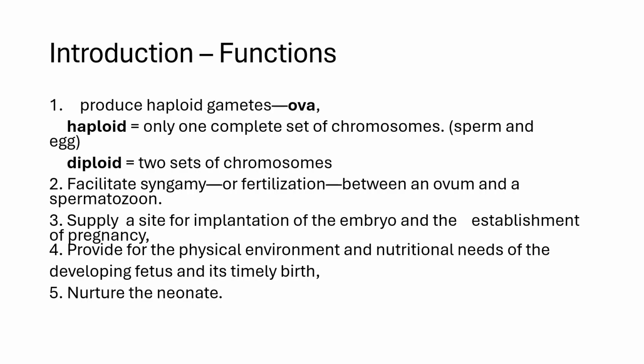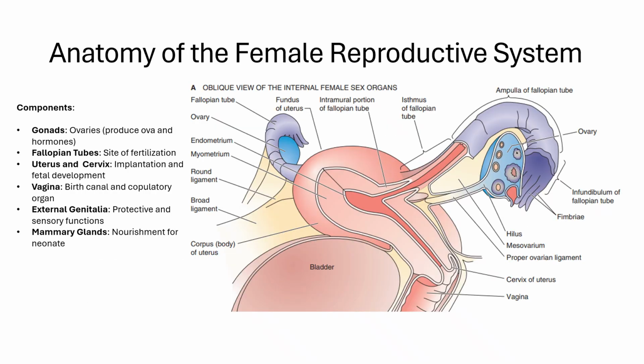Those are the general functions of the female reproductive system. Let's also make a quick review of the anatomy of the female reproductive system. The main components of the system are the gonads. The gonads are the ovaries. Let's remember that the ovaries produce the ova and hormones. Very important. Let me also get the pointer here. So in this case, the gonads or ovaries right here.